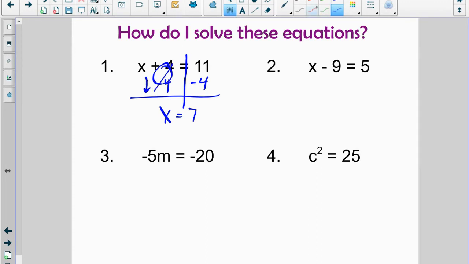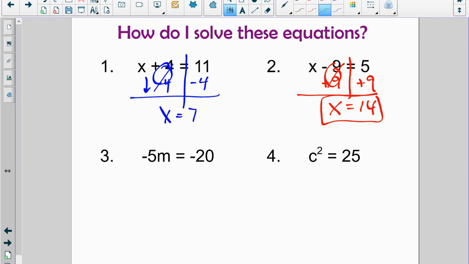Now we subtracted 4 because that will always undo the addition of 4. Something plus 4 minus 4 is just going to be that thing, in this case, x. How about number 2? x minus 9 equals 5. What will undo the minus 9 in that equation? Well, if you said add 9, the opposite of subtracting 9 is adding 9. And that's going to help us solve to get x equals 14. 14 minus 9 equaled 5. 14 is the solution. So the inverse, or the opposite of adding, is subtracting, and the inverse of subtracting is adding.